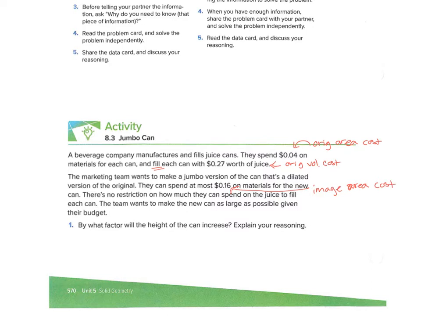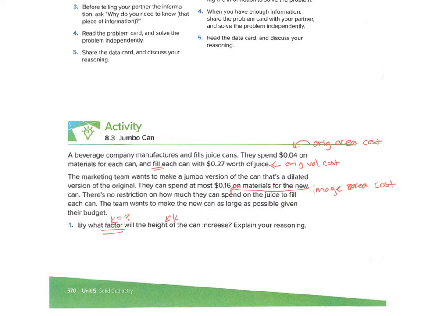And then it says there's no restriction on how much they can spend on juice to fill it. So it all matters on how much area increases. The juice, they just are going to fill it till it fills. The team wants to make the new can as large as possible given the budget. By what factor, so what scale factor, I'm going to be looking for a k, will the height of the can increase? So the height is a dimension. My dimensions, length, height, perimeter, all increase by k.